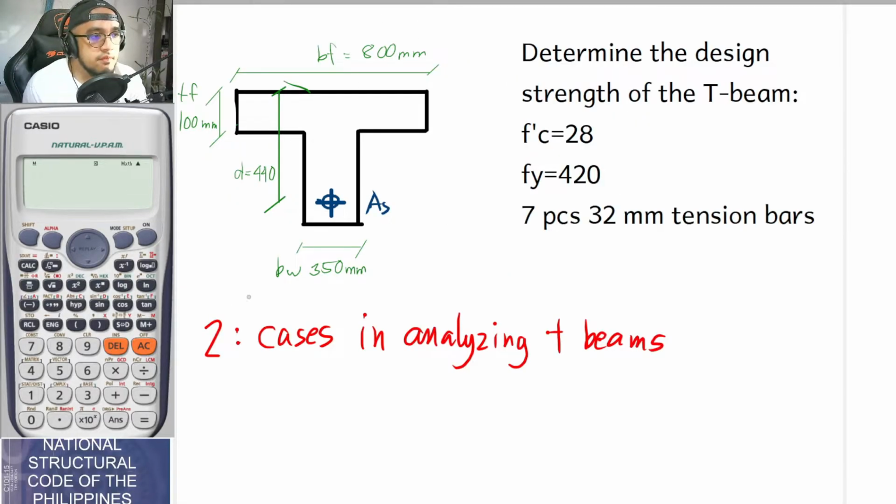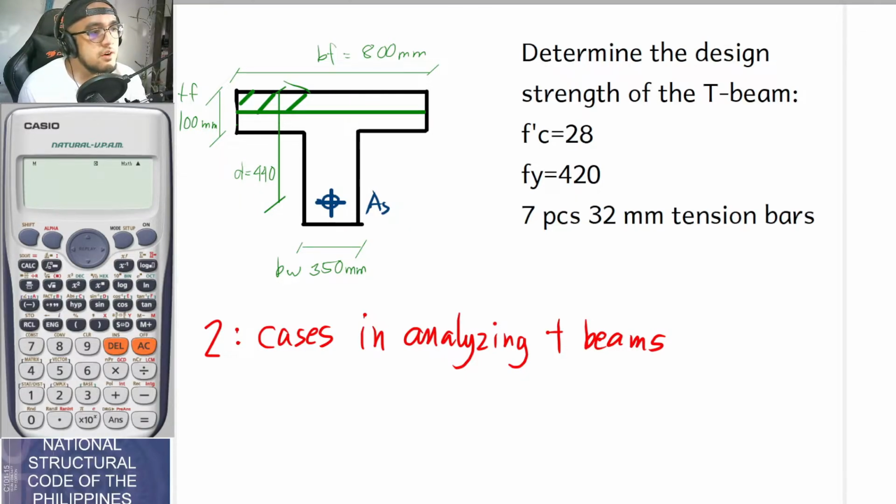But what if your section would now look like this? So let's say your compressive block is located here. Just for pretend, if this is now your compression block, it means that the value for the area of the compression block is A times BF. Well, self-explanatory. That is basically the area there.